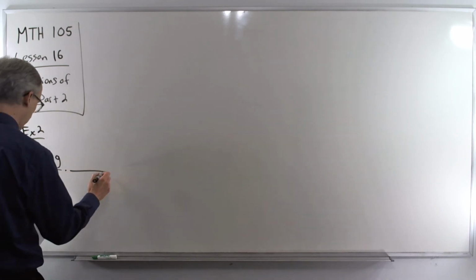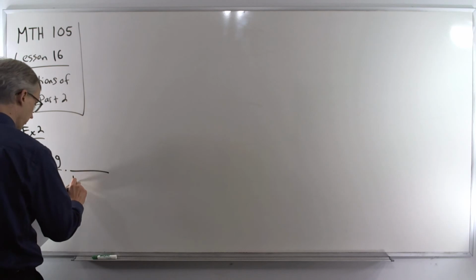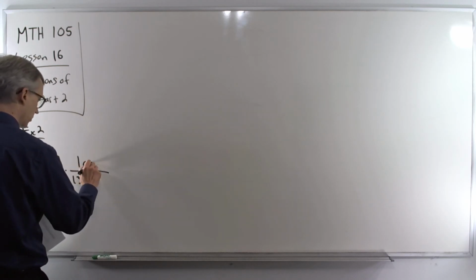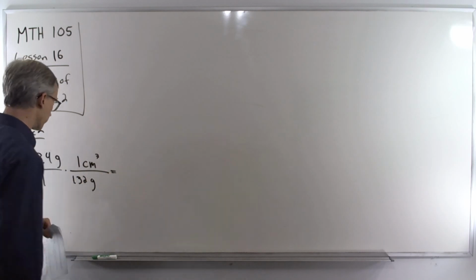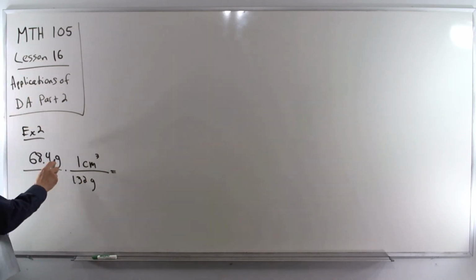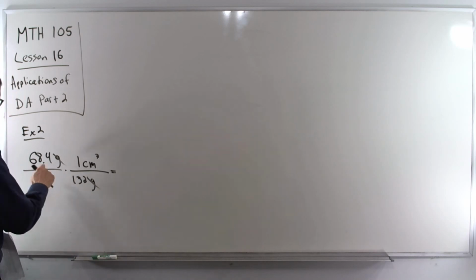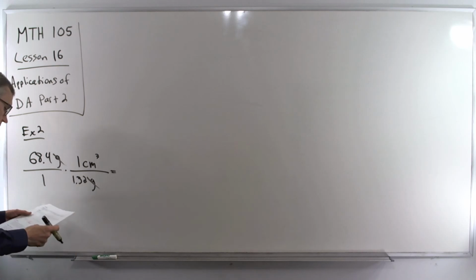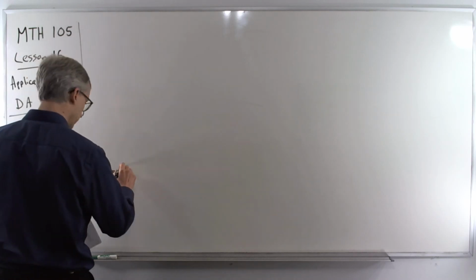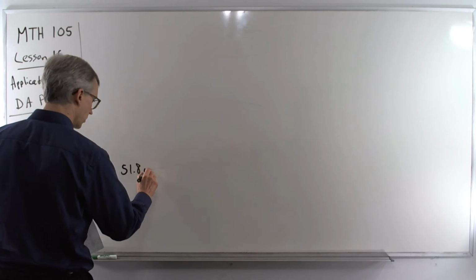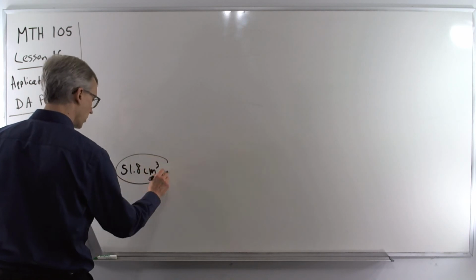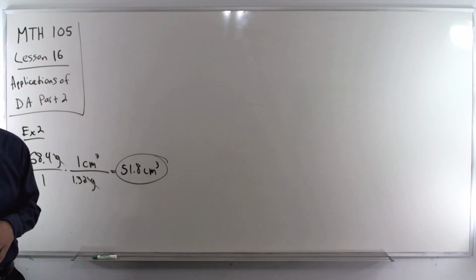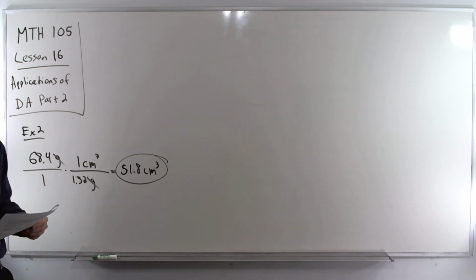So grams are going to have to go on the bottom so that they cancel out. So it's 1.32 grams per 1 cubic centimeter. And grams cancel. And we'll take 68.4 divided by 1.32. That gives us 51.8 cubic centimeters, or 51.8 milliliters. Now we know exactly how much of the liquid we need.